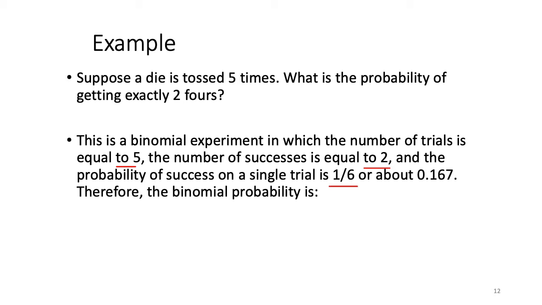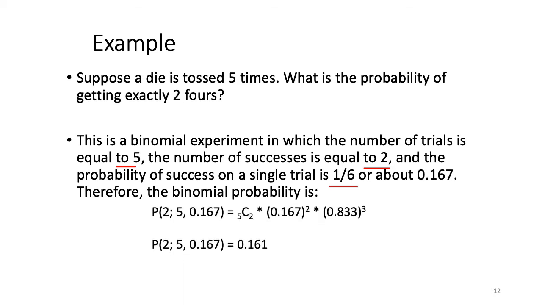Therefore, the binomial probability equation is 5 combination 2 times 0.167 squared times 0.833 cubed. And that would mean the probability of tossing a die 5 times and getting exactly 2 4s is about 16.1%.